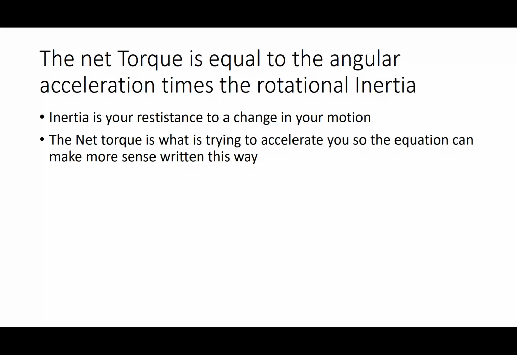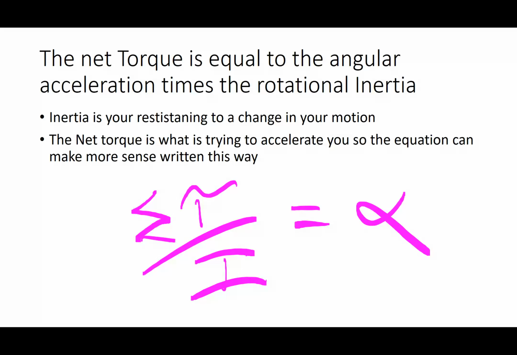The net torque is equal to the angular acceleration times the rotational inertia. Inertia is your resistance to a change in your motion. The net torque is what is trying to accelerate you. So the equation makes more sense written like this: sigma tau over I is equal to alpha. So sigma tau is what is trying to start to spin you. Your rotational inertia is your resistance to that spin. And when you take one over the other, you get your actual outcome, which is your angular acceleration.